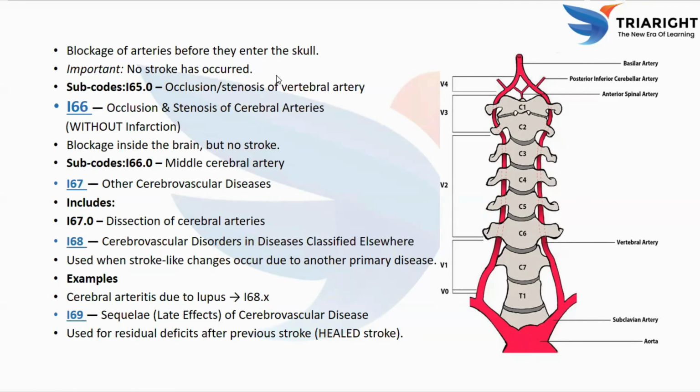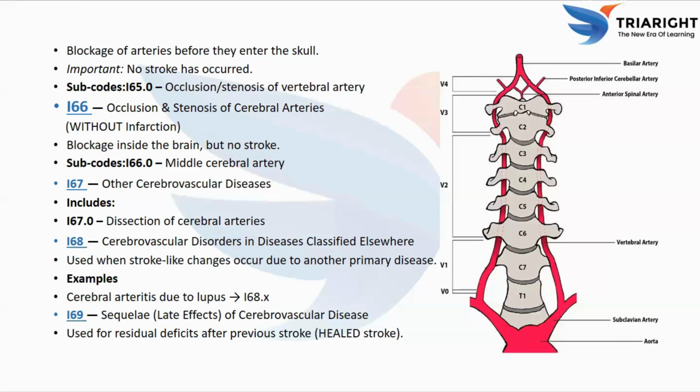So occlusion means a blockage or narrowing of the arteries before they enter the skull, but there is no stroke yet. So only vessel disease, no infarction. If a stroke occurs, you have to code I63, you do not code I65. What is an example of a subcode of I65? I65.0. It is occlusion or stenosis of the vertebral artery.